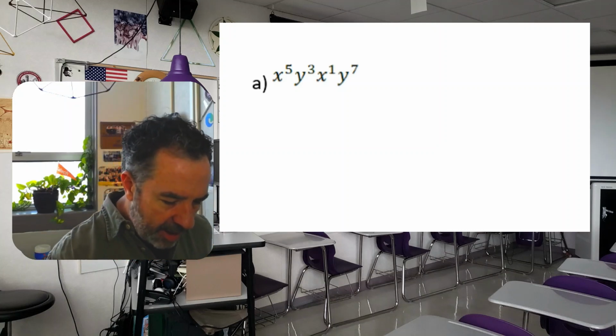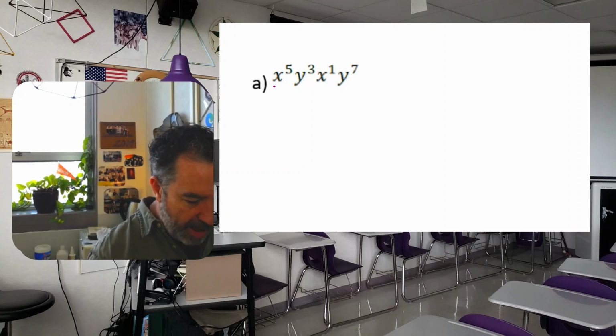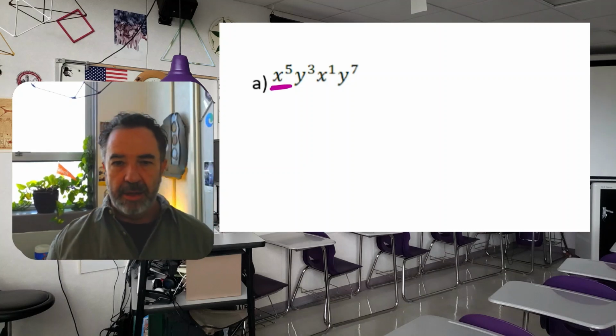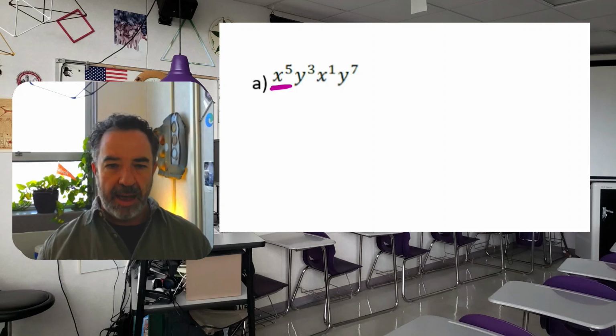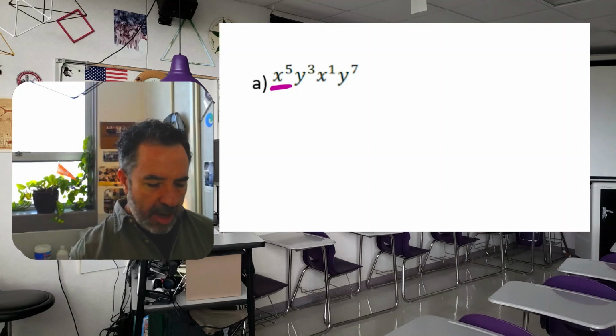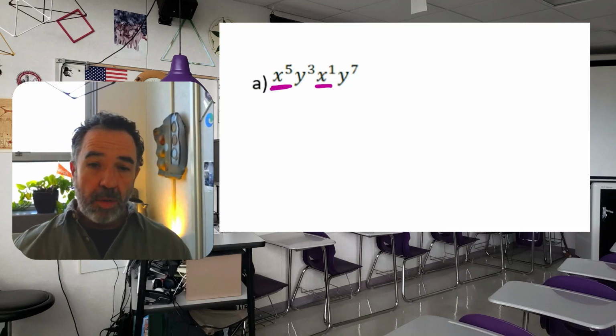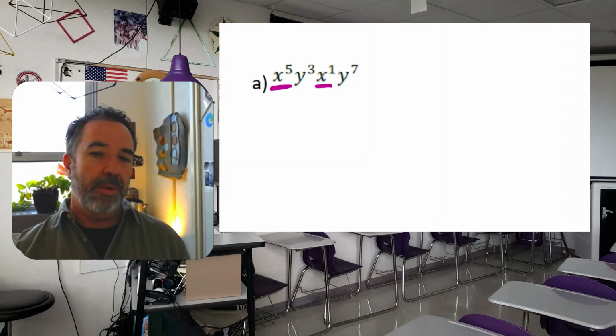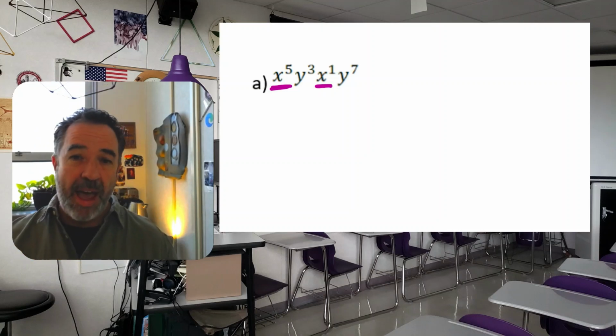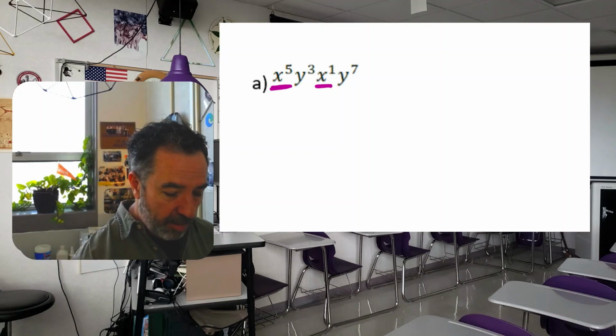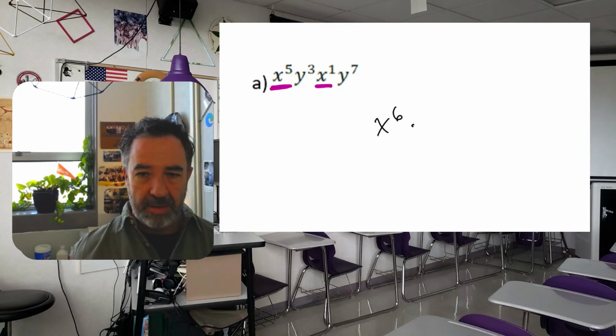And I can see that I have 5 factors of x here, right? That's literally x, x, x, x, x. There's 5 factors of x. And then I have 1 additional factor of x here. So in total, the things that are being multiplied, the number of factors of x I have is 6. So my answer is going to involve x to the 6th power because I have 6 factors of x.